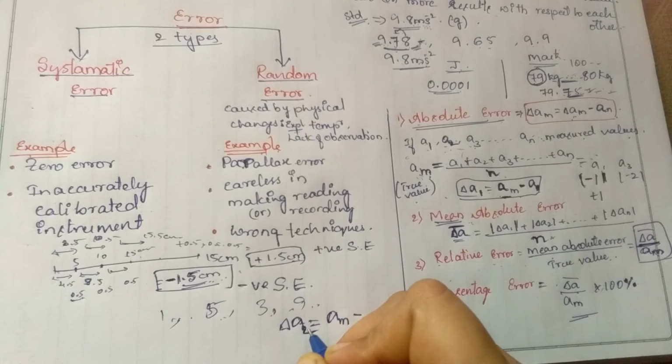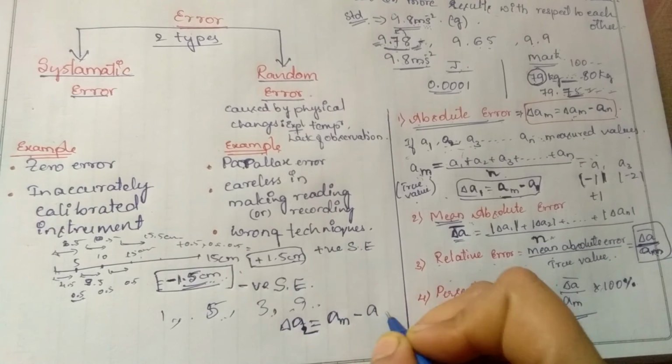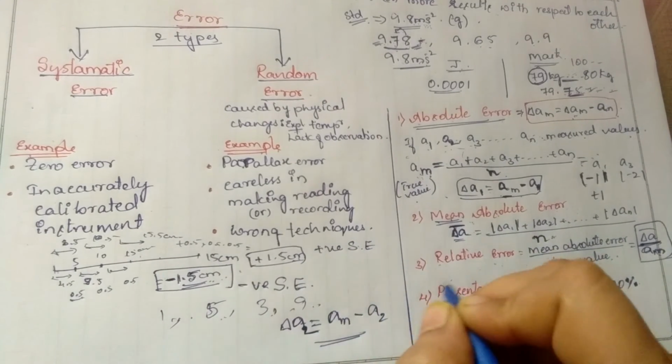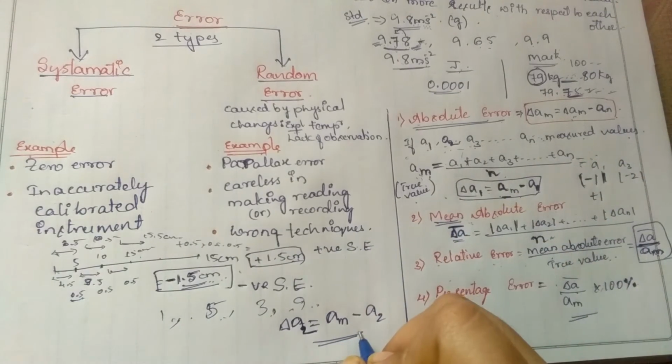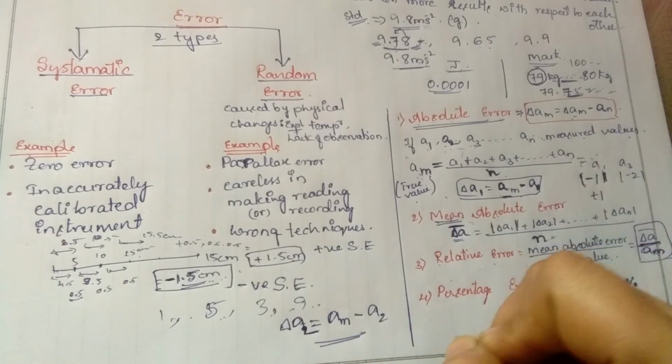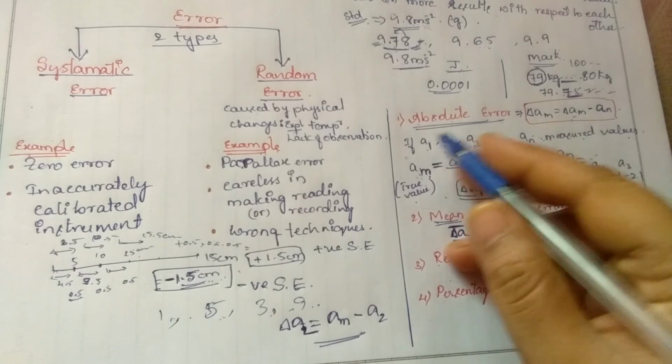So for the term A2, this is the absolute error for trial 2. Okay, in the same table only. So that we get by the absolute error.